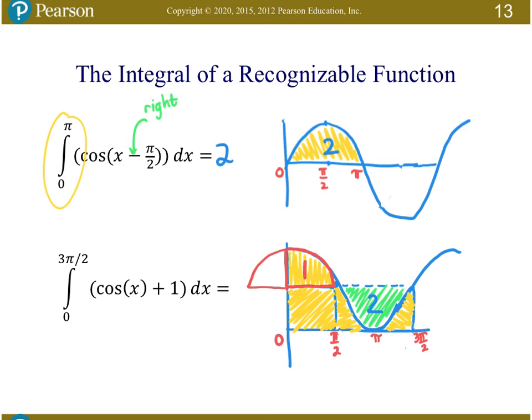And then what about the rectangle it's sitting on top of? If we label my y-axis, I'm going from 1 to 2. So that is a rectangle where the base is pi over 2 and the height is 1. So that area is pi over 2. Okay, that represents this rectangle here.